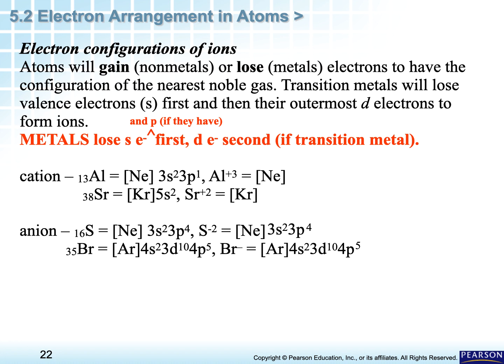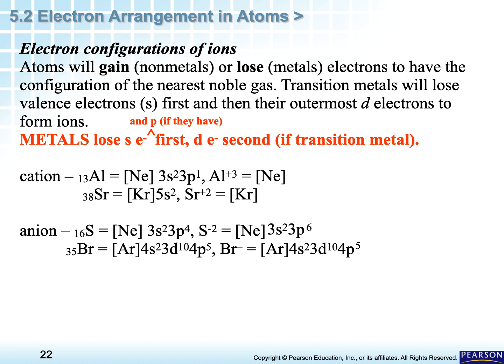So what's going to happen here is sulfur is 16. It's neon 3s2 3p4. The nearest noble gas to 16 is 18. So how do I get from 16 to 18? I gain 2. So watch what happens. The 3p has 2 spaces left because it's p4. It's supposed to be p6. So that 4 is gone, and it becomes a 6.